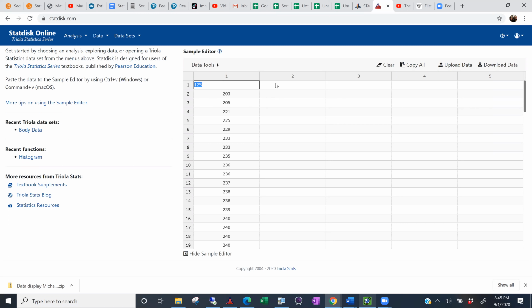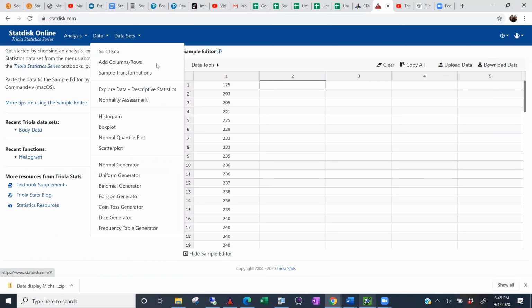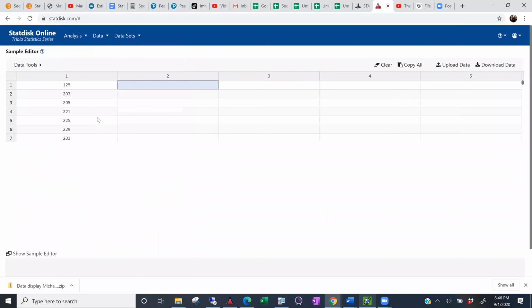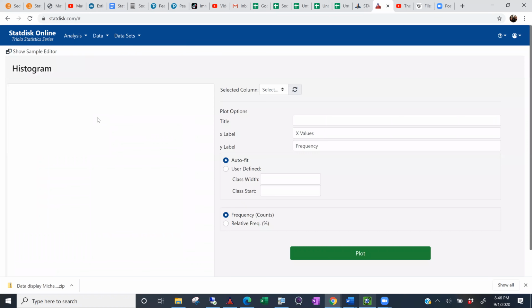So I've pasted this here, but now I want to see things visually. So to do that, let's go over to data, click the data tab. And do you see anything underneath here that looks promising? Yeah, it says histogram. So it's histogram.